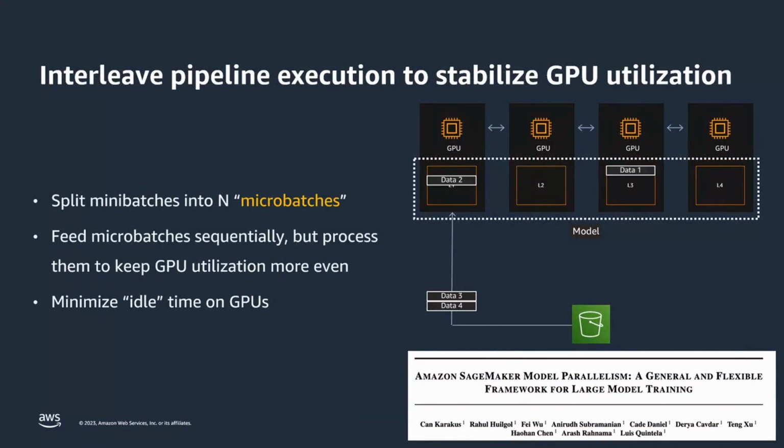For pipeline model parallelism, SageMaker splits each batch into a number of micro batches, which are fed into the training pipeline sequentially. All of this also follows an execution schedule defined by the library runtime. So this strategy really minimizes the amount of time GPUs are idle, waiting for the data, and makes the run more efficient.